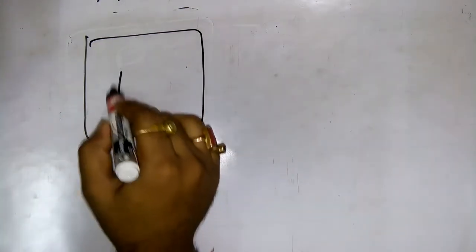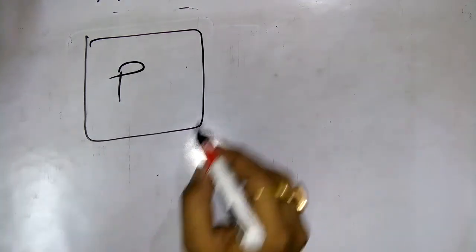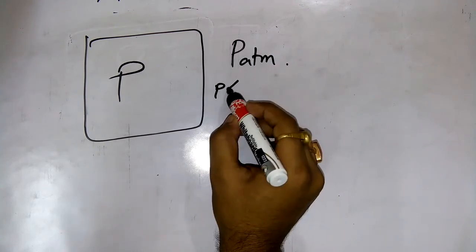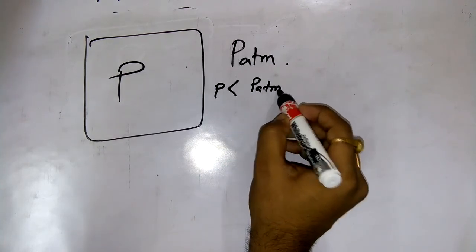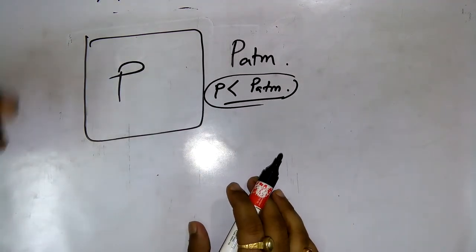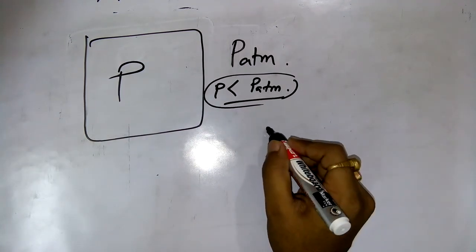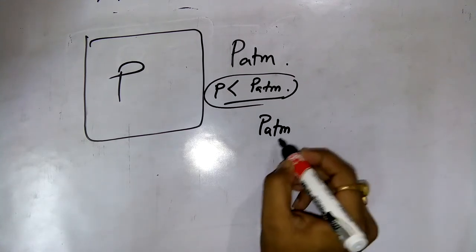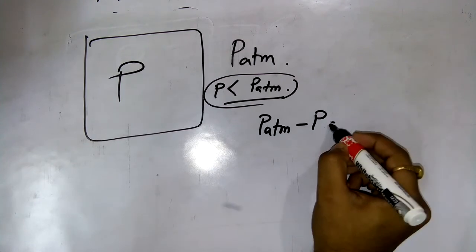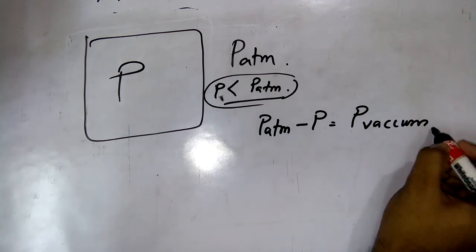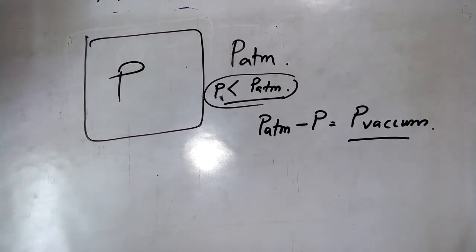But it may happen that the pressure of the system, suppose P, is less than the atmospheric pressure. This may happen. In this condition, we call it vacuum pressure. What is vacuum pressure? See, I am telling you. P atm, the atmospheric pressure, minus P is nothing but P vacuum, or it is also known as vacuum pressure.